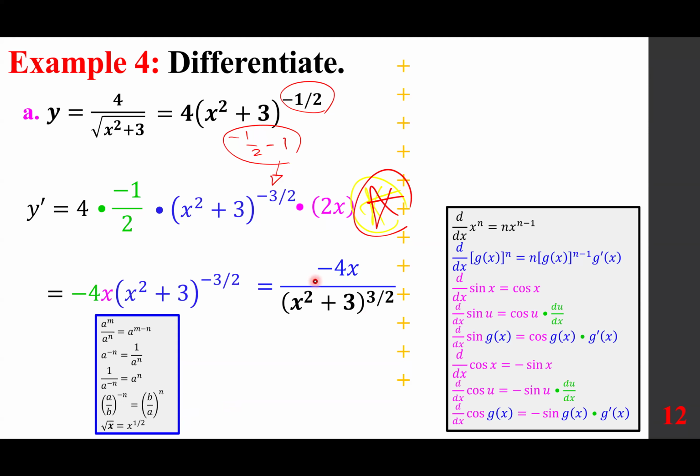And you rewrite it in the same format. You know that x squared plus 3 to the power 1/2 is the square root of x squared plus 3, so it's to the third power. And that's the final answer, everybody.